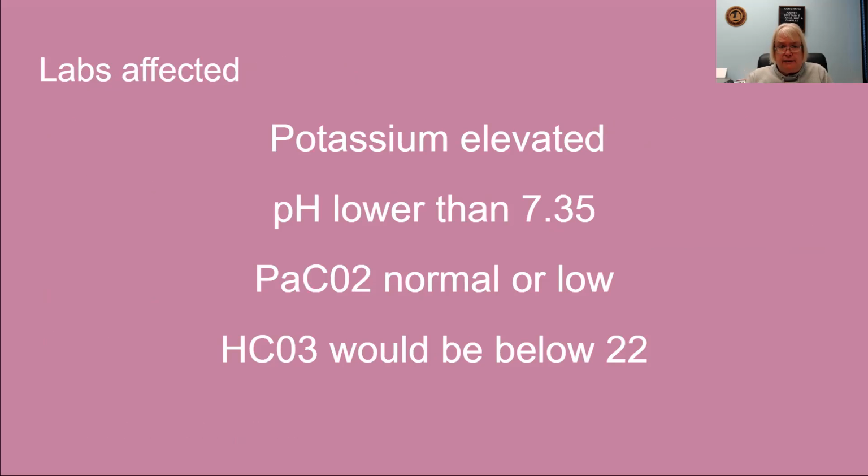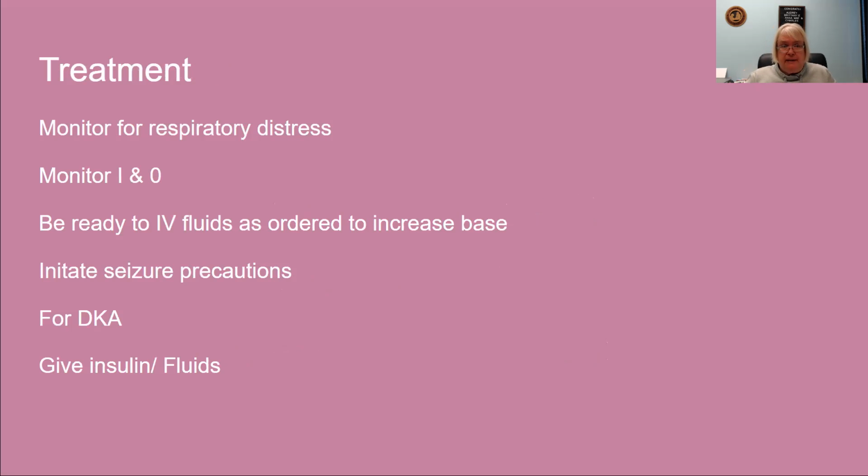The labs that are affected: potassium is elevated, pH is lower than 7.35, the PaCO2 is normal or low, and the bicarb would be below 22. The treatment is to monitor for respiratory distress, monitor their I&O, be ready to give IV fluids as ordered to increase the base, and initiate seizure precautions. And then of course for DKA, which is diabetic ketoacidosis, you would give insulin and fluids. Those are your two priorities.